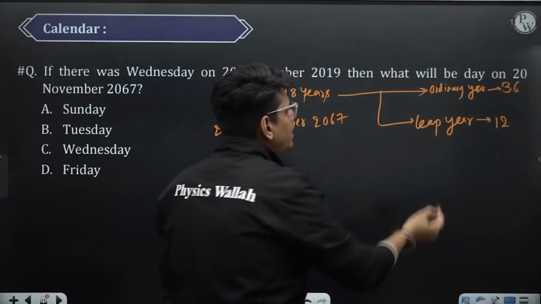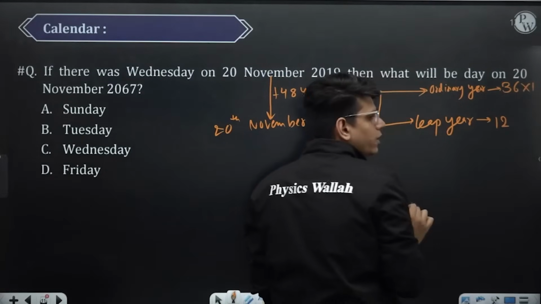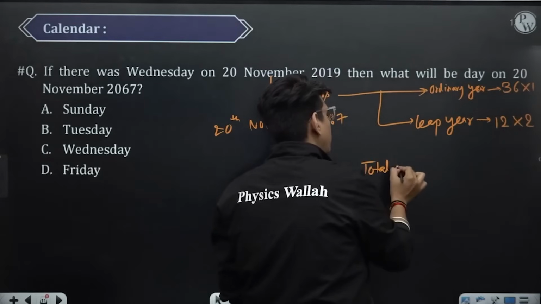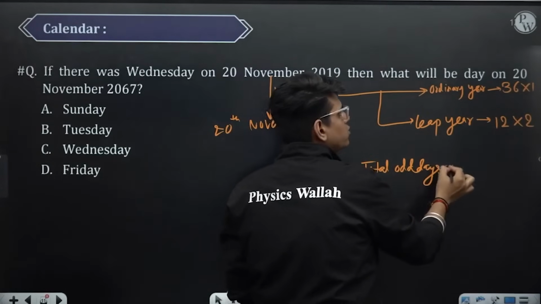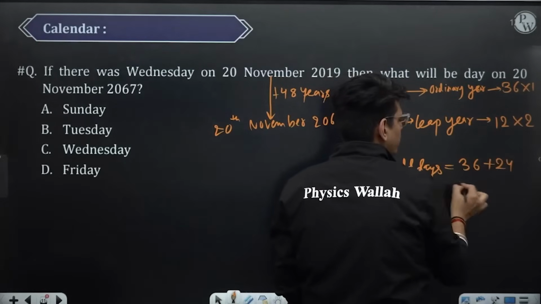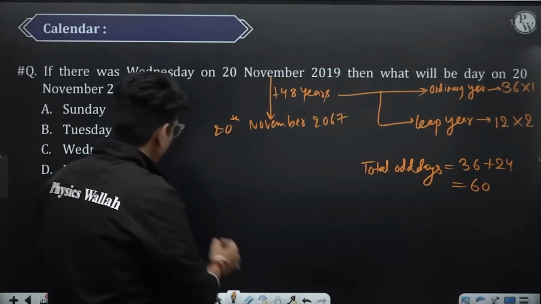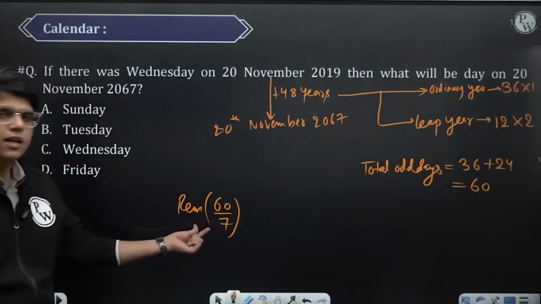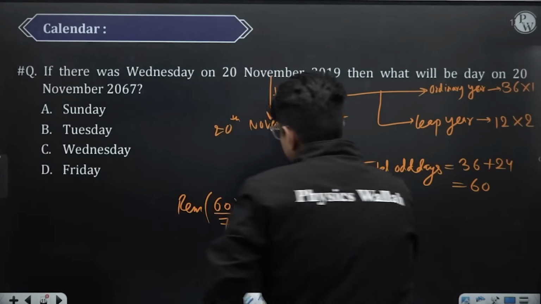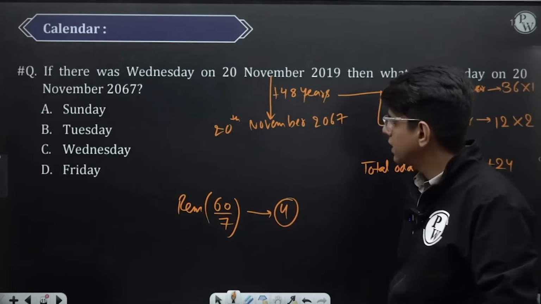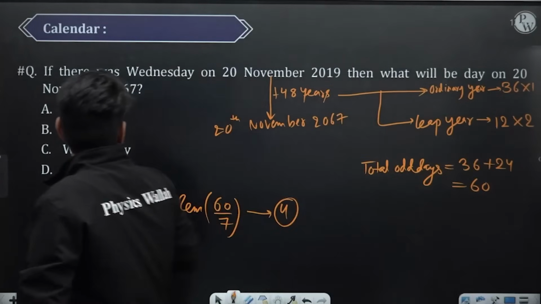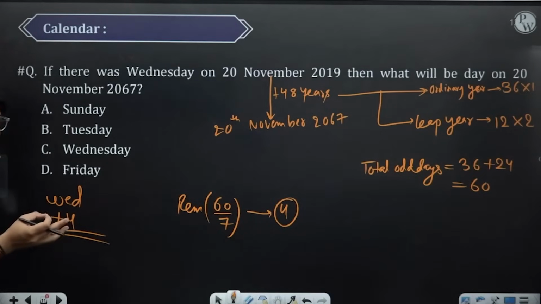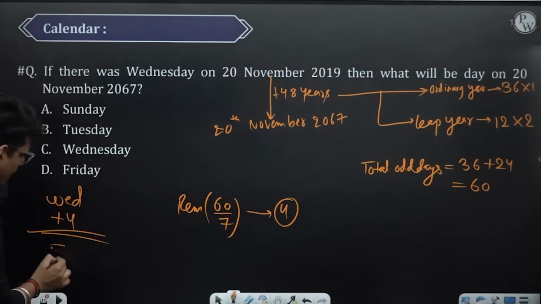Similarly, every ordinary year will contribute one odd day, and every leap year will contribute 2 odd days. So total odd days equals 36 plus 24, in total 60. Now the remainder when 60 is divided by 7, so we have to completely remove the complete weeks, right? So we will get a remainder of 4. Now this was Wednesday, so Wednesday plus 4: Wednesday, Thursday, Friday, Saturday and Sunday. So the answer will be Sunday.